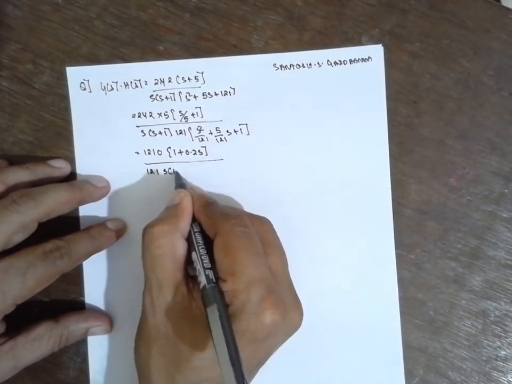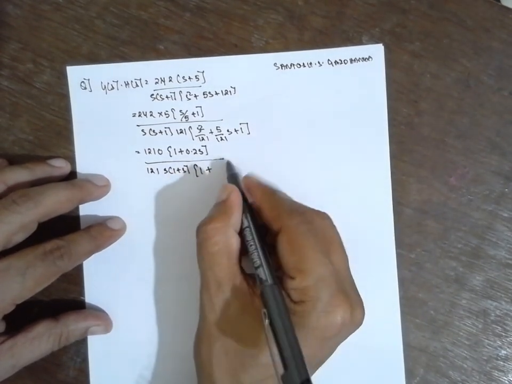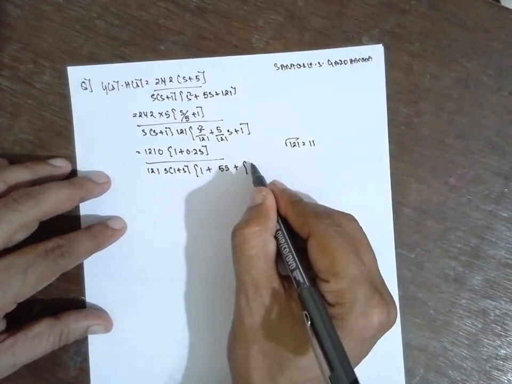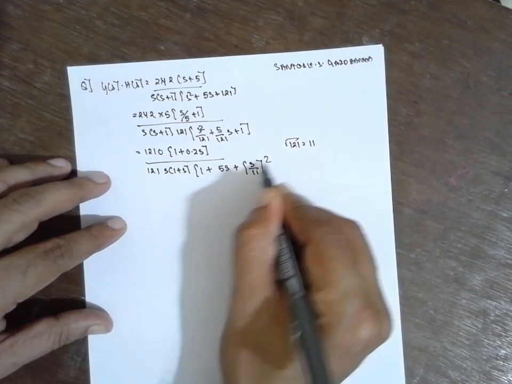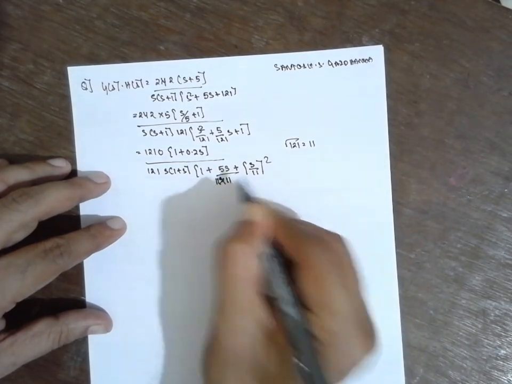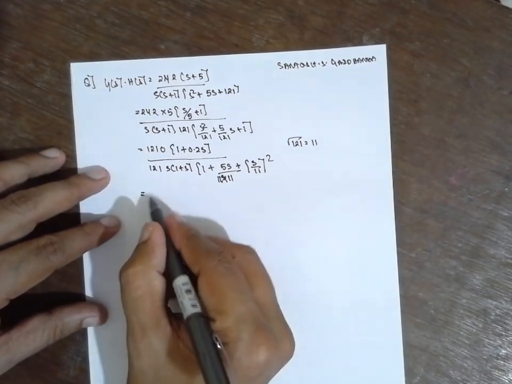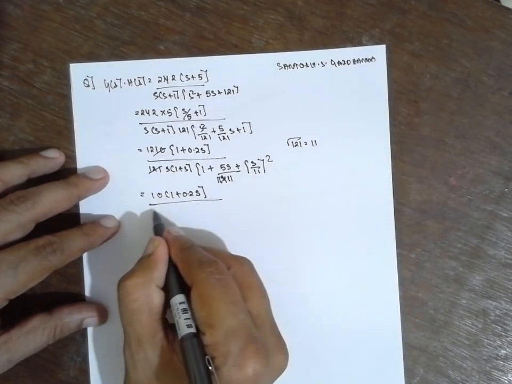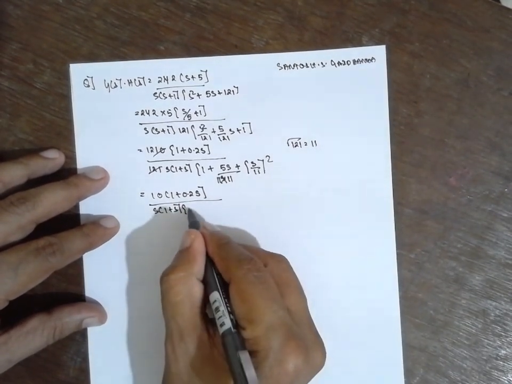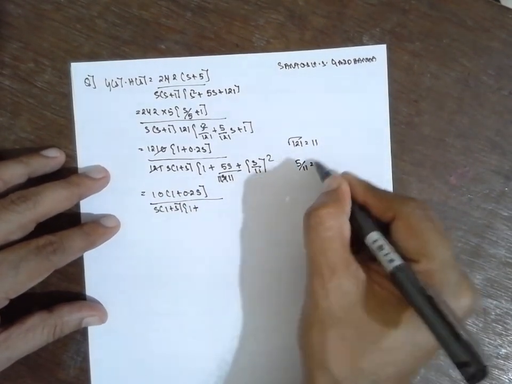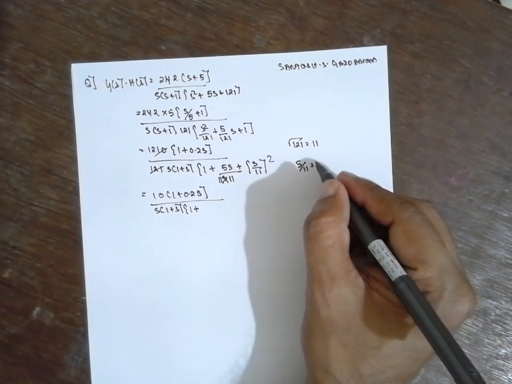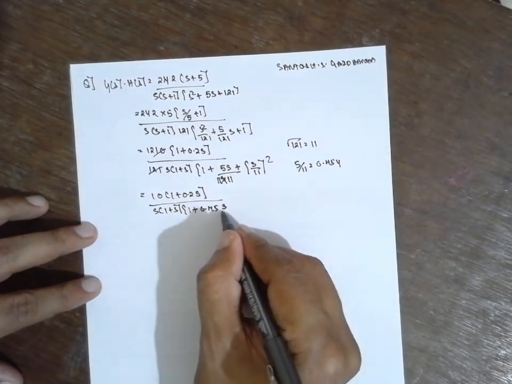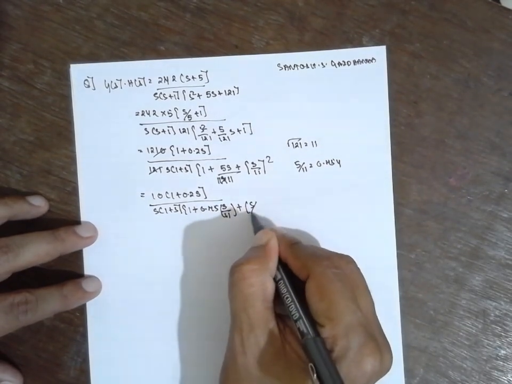We bring this out as common. It can be written as 1 plus 5s/121 plus, what is the root of 121? It is 11, so (s/11) whole square, and the coefficient has to be 11 into 11. Further, it is 10(1 + 0.2s) divided by s(1 + s), then 1 plus 5/11, which is nothing but 0.45, s/11 plus (s/11) whole square.